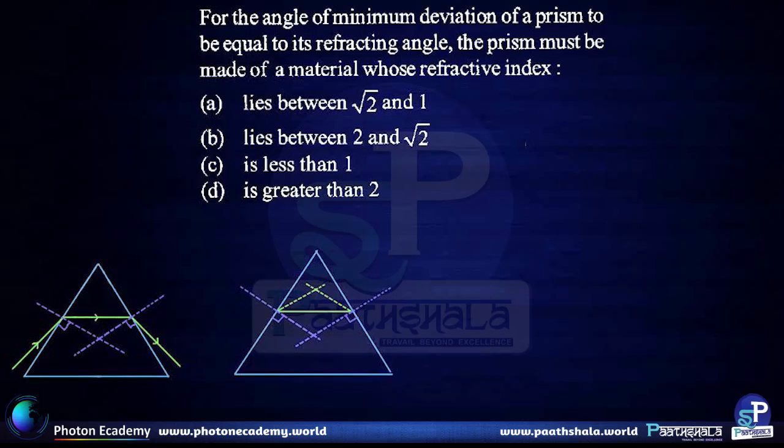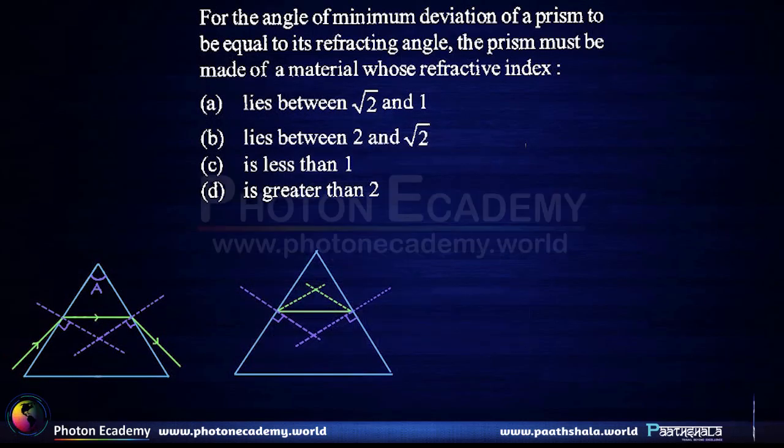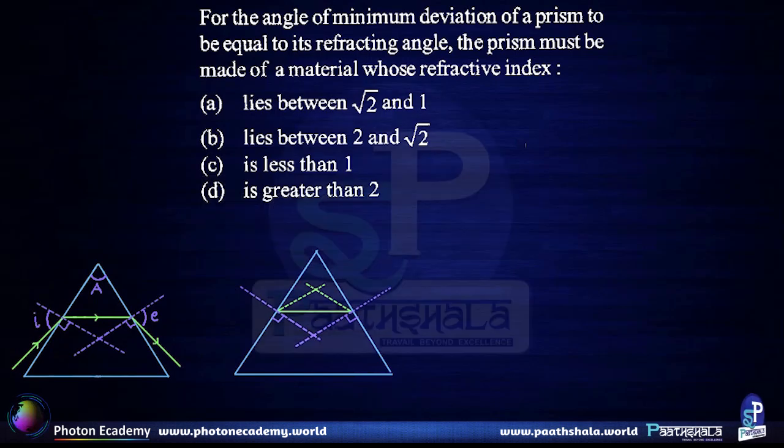In the first diagram here, the angle at the top is called the refracting angle because the two surfaces through which refraction is taking place are the same surfaces that make up this angle. This angle is the angle of incidence and this angle is the angle of emergence because they are the angles that the incident and the emergent rays make with the normal to the surface.